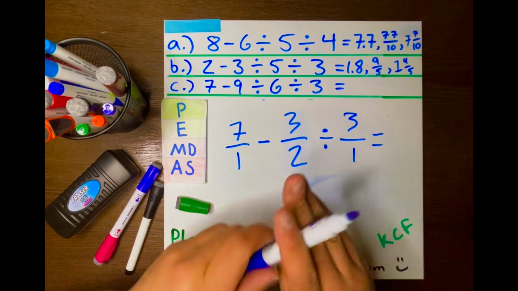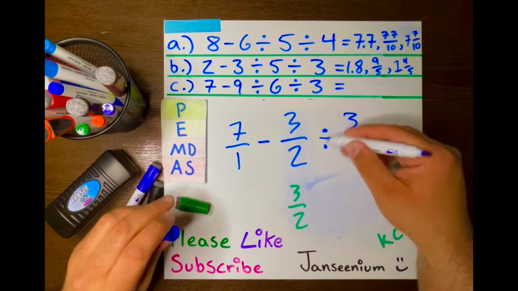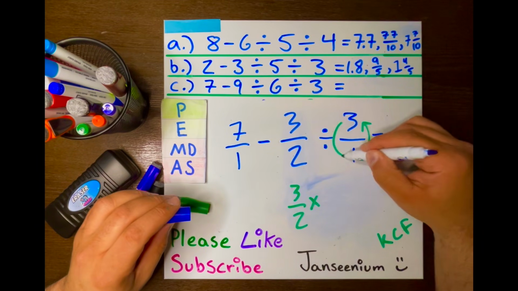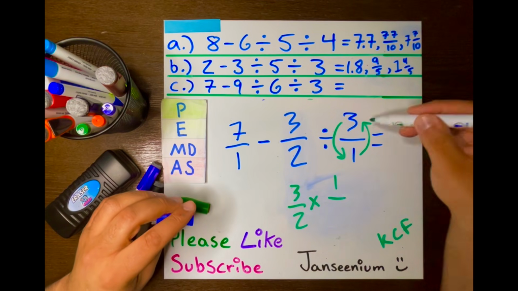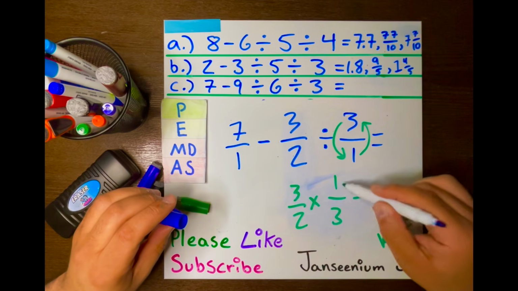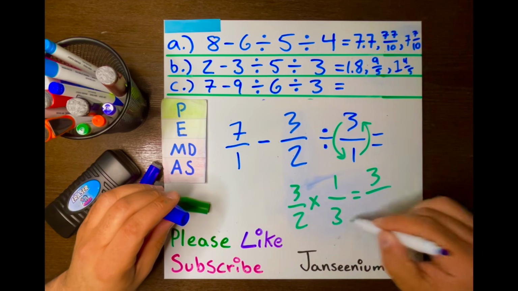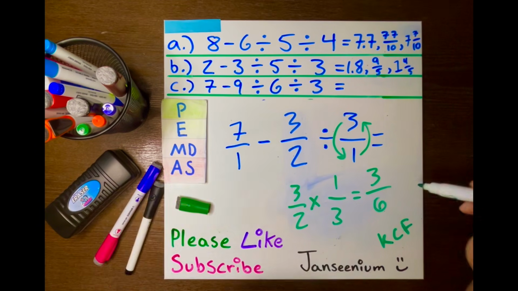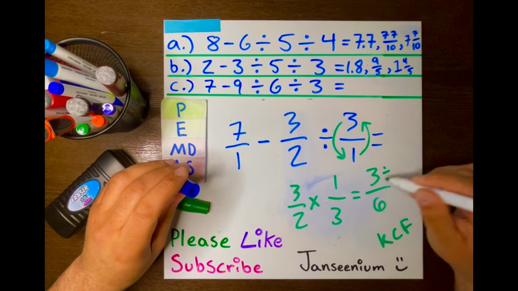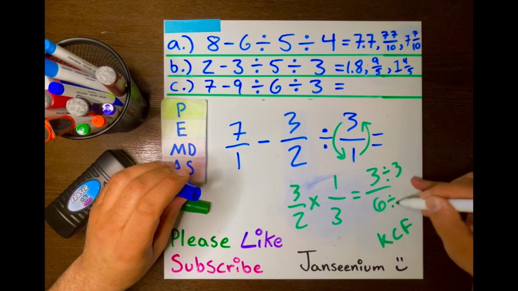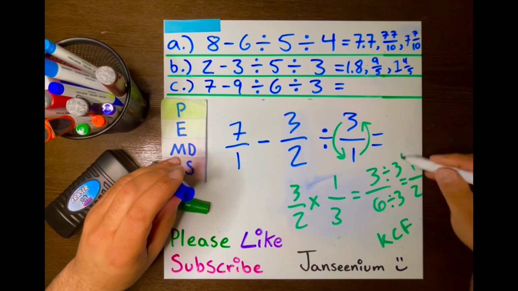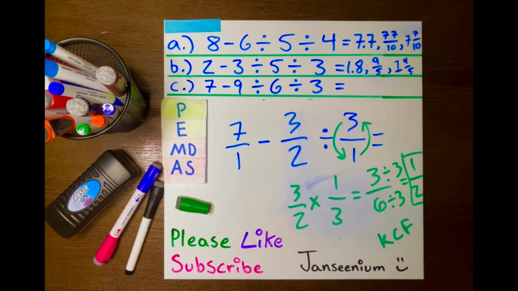Now let's go ahead and write this down. 3 over 2. Change division to multiplication. And lastly, we're going to flip the second fraction. So the 1 goes on top and the 3 goes at the bottom. So we multiply across. 3 times 1 is 3. 2 times 3 is 6. And we can break this down further. So it's 3 divided by 3 and 6 divided by 3. So 1 over 2. And 1 over 2 cannot be broken down further.